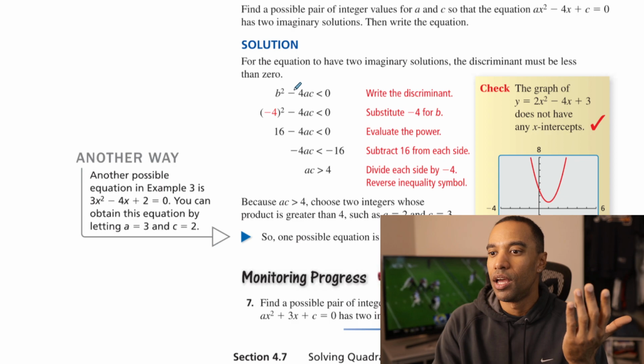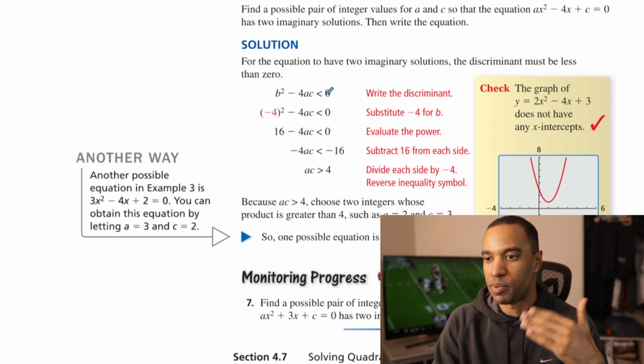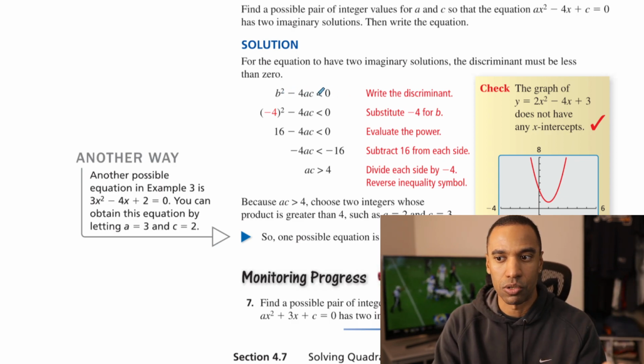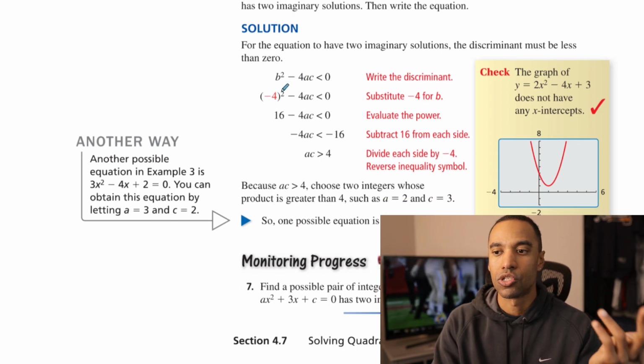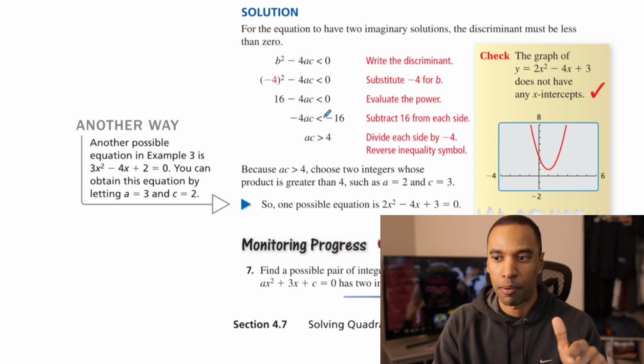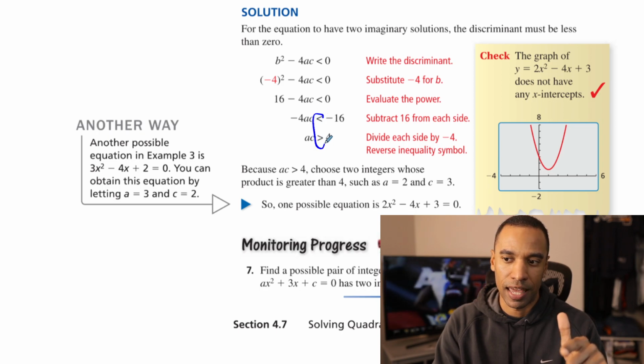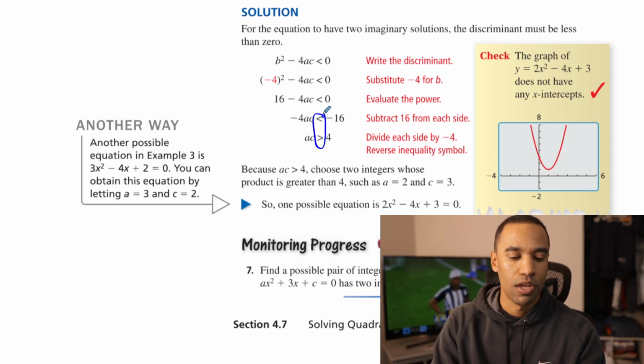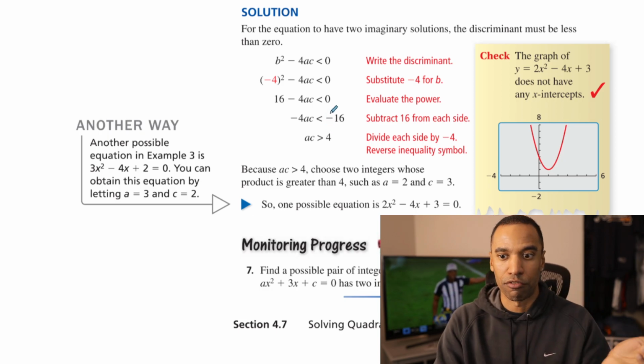This is open-ended. Your b squared minus 4ac has to be less than 0 to have imaginary solutions. It has to be a negative discriminant. So negative 4 is your b. 16 minus 4ac. Subtract 16, divided by negative 4. Notice when you divide by a negative, the inequality flips. So your product of a times c has to be greater than 4.